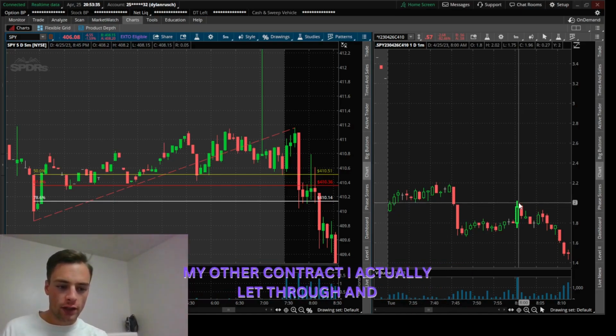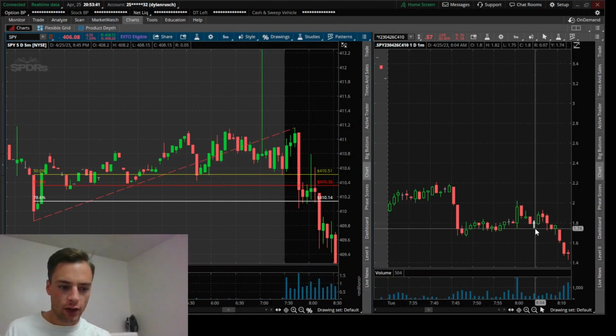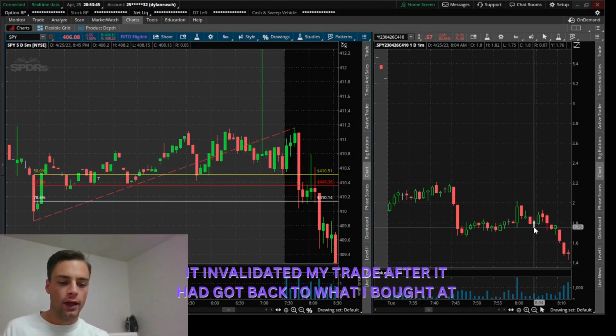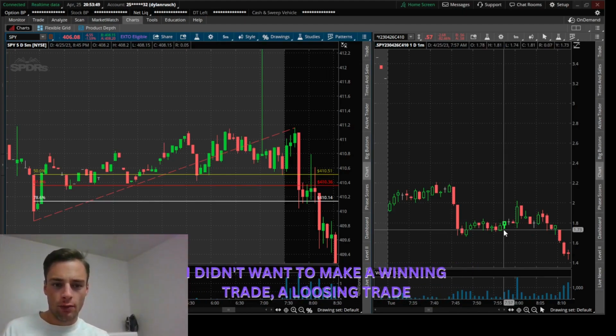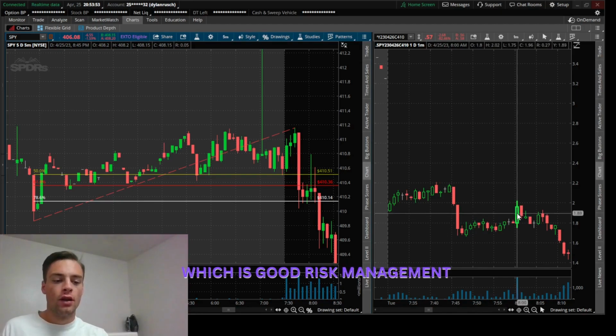But my other contract, I actually let go through and get sold back out at break even, I believe on this candlestick right here for $175, right where I bought back in at. It invalidated my trade if it went back in under what I bought it at. I didn't want to make a green trade a losing trade, which is good risk management.